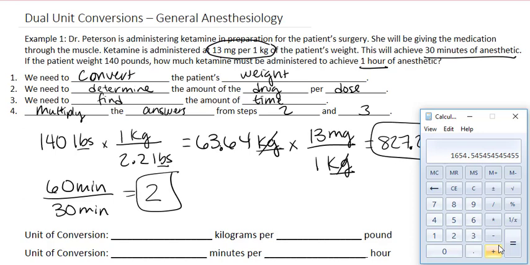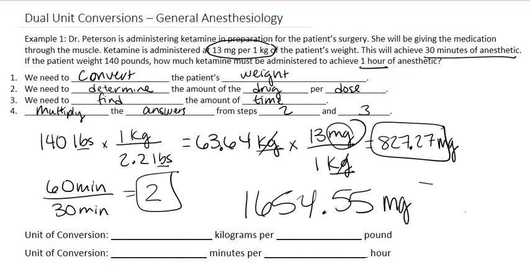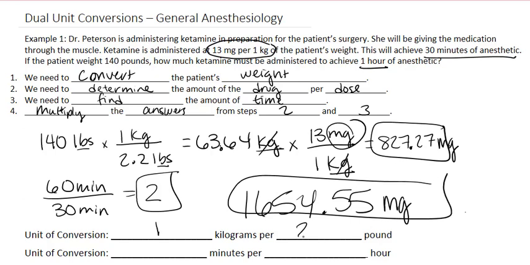And this is equal to 1,654.55 milligrams. So we forgot the milligrams up here. So this is our solution. 1 kilogram is equal to 2.2 pounds, and 60 minutes is equal to 1 hour.